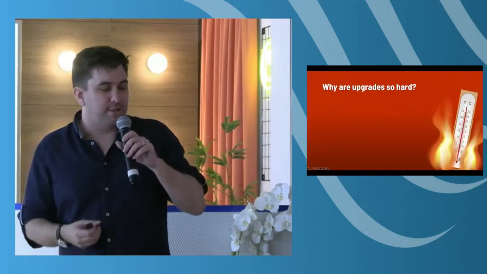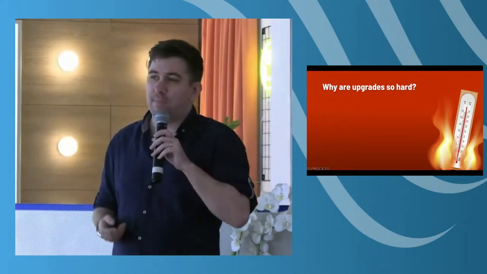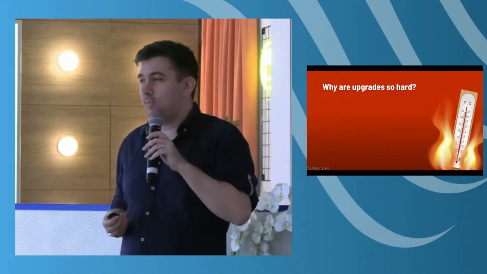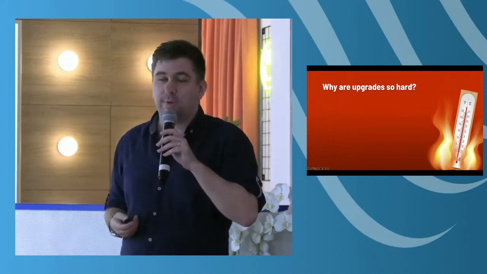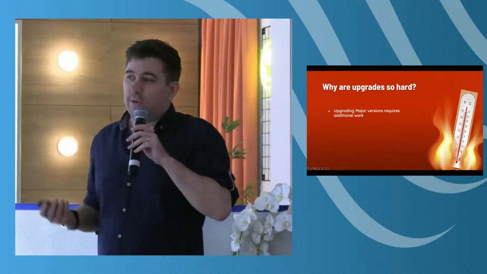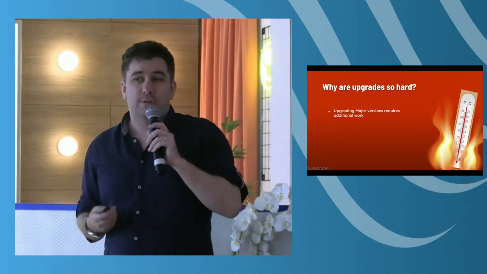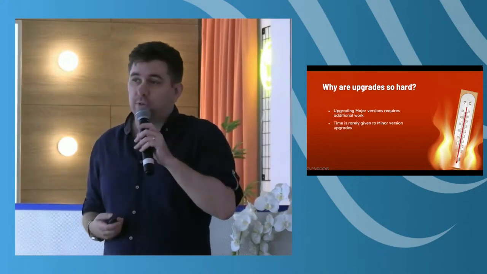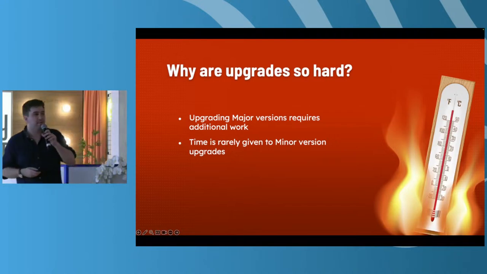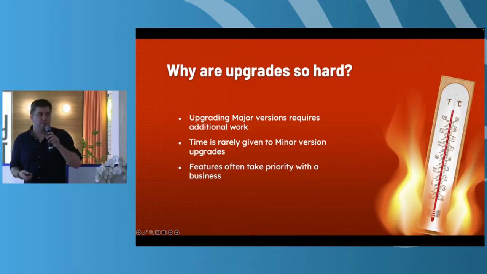Why are the upgrades actually so hard? The first one really is about major versions. Anytime you've got a major version upgrade, it's probably going to come with some breaking issues in your code base. Another thing I found is that when you're working in a busy environment, you don't really even get the time for minor version upgrades. We just leave it and then go, oh, we'll do a major upgrade instead. Features just often take priority as well.